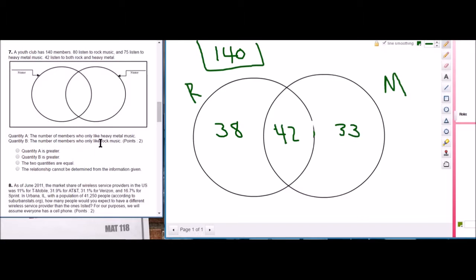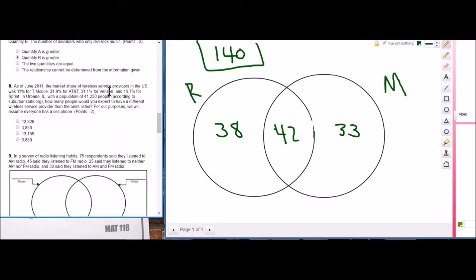Number of members who only like heavy metal is 33. Number who only like rock, 38. So the B is going to be greater. We have a breakdown here of percentages.